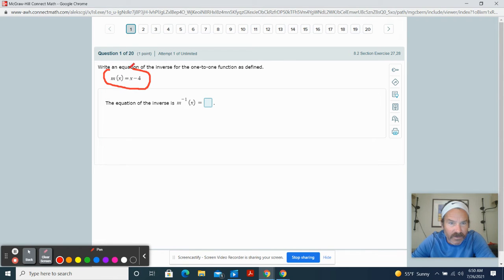We've seen functions before. That m of x really acts like a y. Remember, y equals mx plus b. Well, this is y equals x minus 4. So that's just an equation, or you can think of it as a function. Don't really worry about where it says 1 to 1. What we want to do is find what the inverse of this function is.